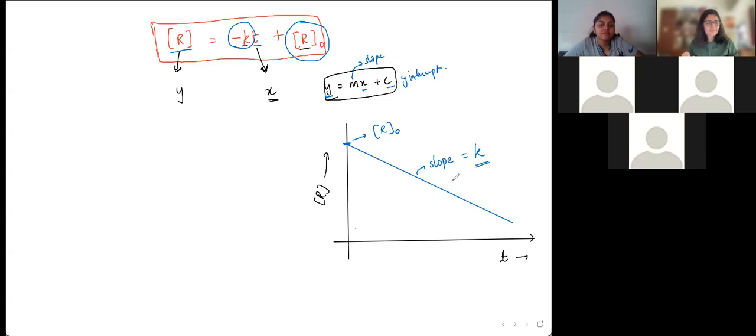Slope equal to k. So this is the analysis. So the variation is going to be like this. As time goes by, concentration decreases. What other information can you get?